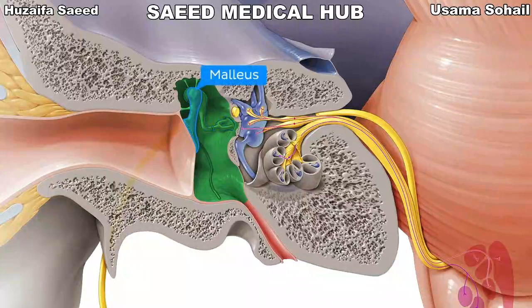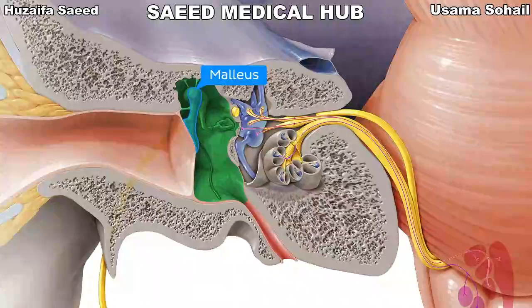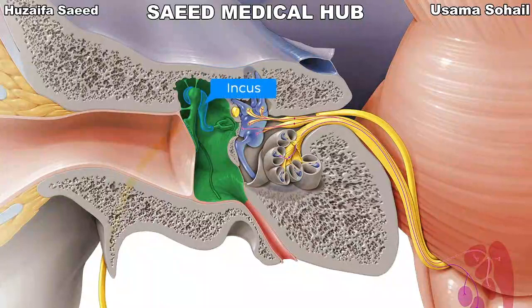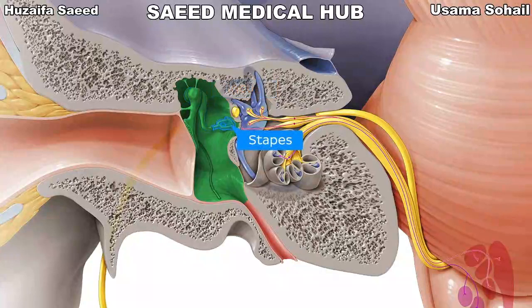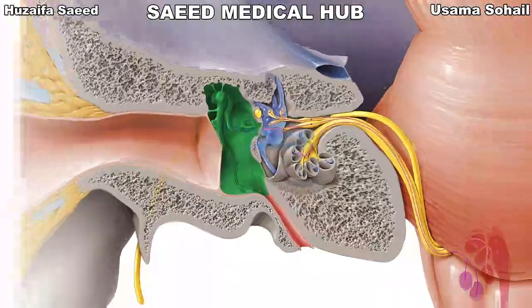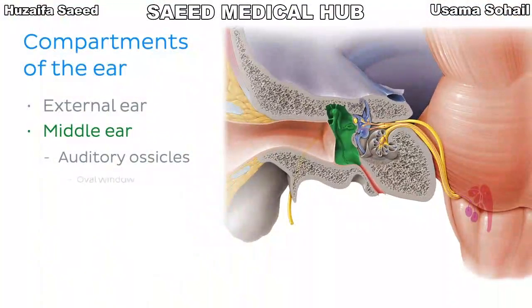a malleus, which is the largest and most lateral of the bones, and this little bone transmits vibrations to the next little bone, which is called the incus. And as you can see, the incus, which is the middle auditory ossicle, is sometimes called the anvil because of its shape, and this bone itself connects to the stapes, which is the most proximal as well as the smallest ossicle. And you can see that the stapes fits into the oval window, which we'll talk about next.